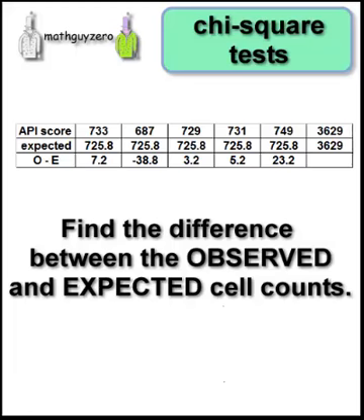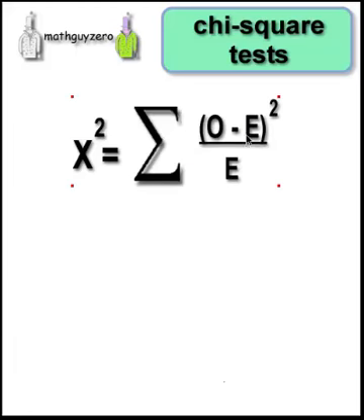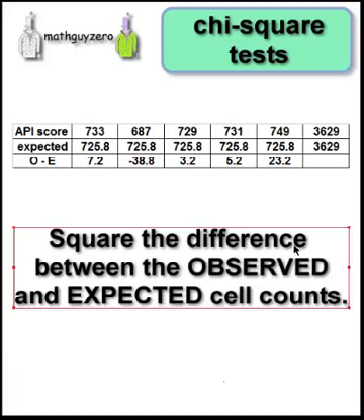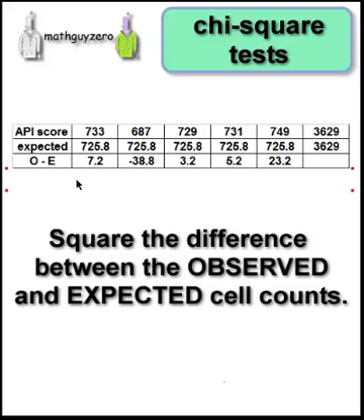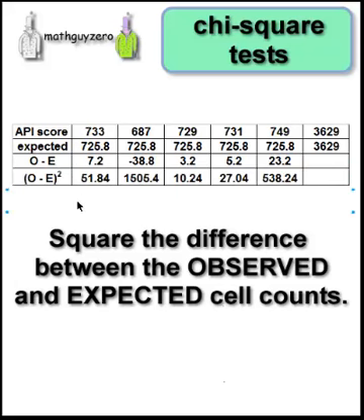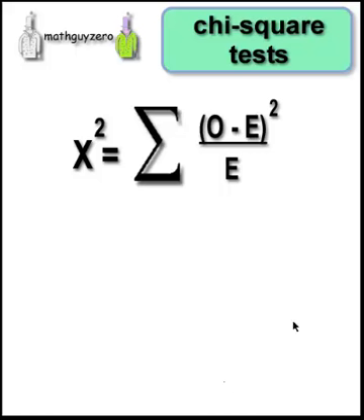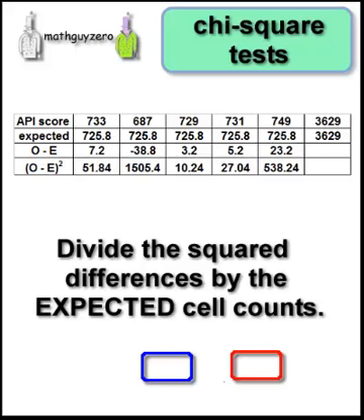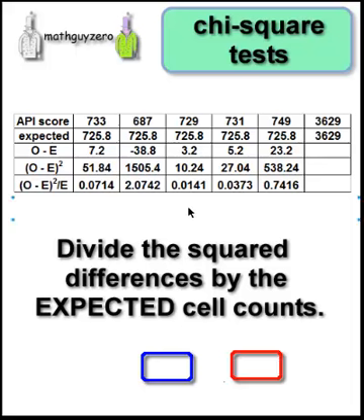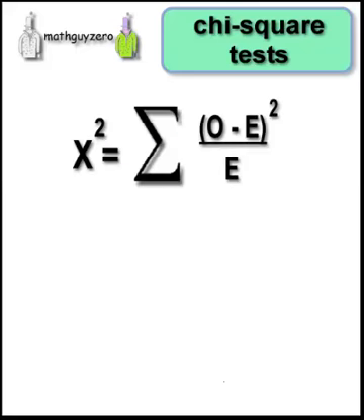Going back to the formula to see what we do next. Looks like we square each difference. Let's go ahead and do that. So here are all the differences. We're simply going to square them. That was easy. Back to the formula to see what we do next. Now we take that squared amount and divide it by the expected value. There's that amount.